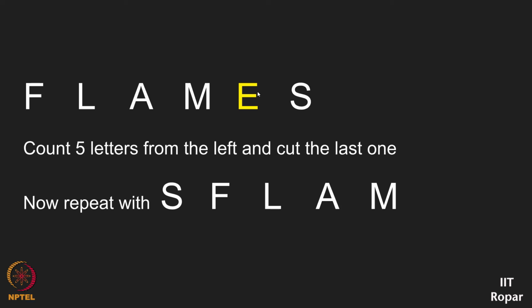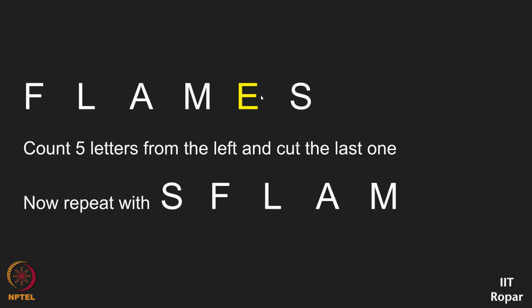So you have to cross out that E. E, enemy, is not the relationship. You have to cross it out. And in the next round, you should not take it as F-L-A-M-S. Instead, you should start from this point, S, and then you add the left-hand side part. Whatever is in the right side, you have to take it first. Then you have to add the left side as it is. That is how you have to take it for the next round.